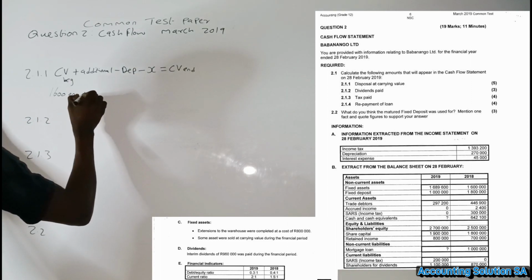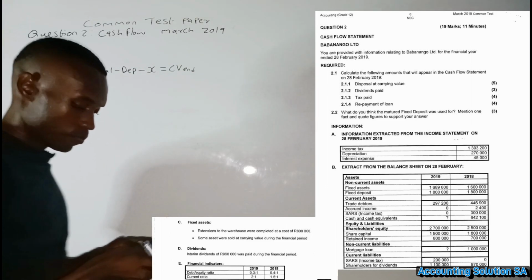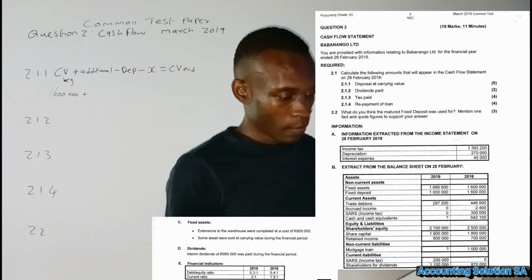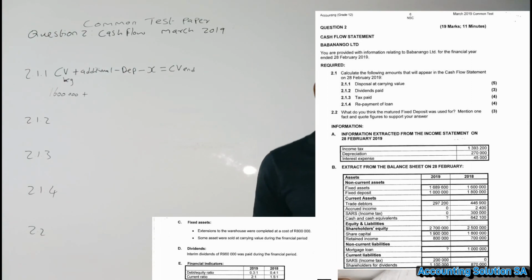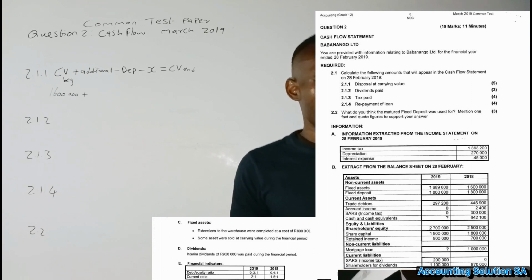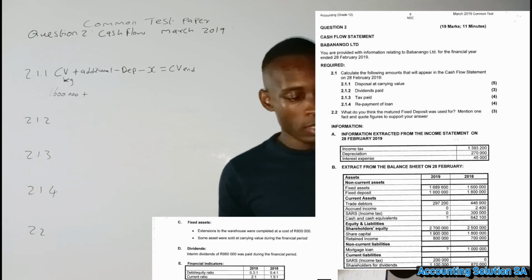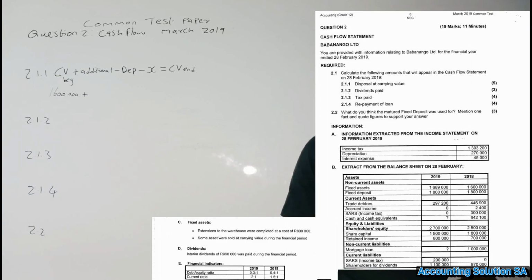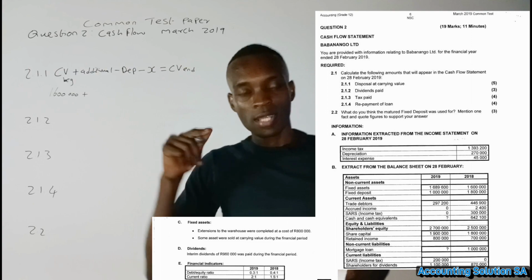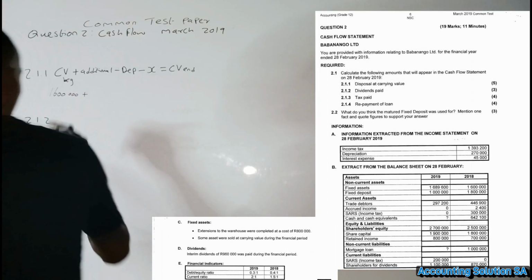Then additions, we have to check another piece of information. Number C, they said fixed asset, extensions to the warehouse were completed at a cost of 800,000. And number 2, they say some assets were sold at carrying value during the financial period. So the second one is the one we are looking for because they didn't give us an amount. The extension, they said, is 800,000.